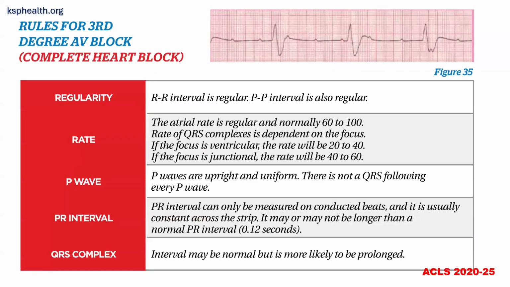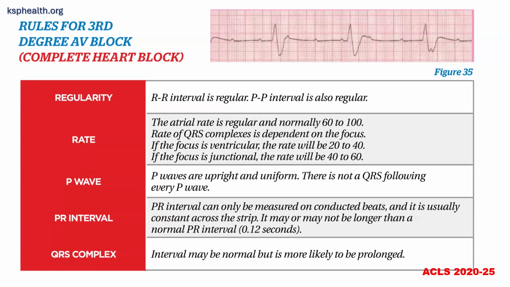In third degree heart block, the RR interval is regular, the PP interval is also regular, but they do not follow each other. In normal sinus rhythm, a P wave is followed by a QRS complex. Here, the P wave marches to a different rhythm and the ventricular rate marches to a different rhythm. The atrial rate is regularly 60 to 100. The rate of QRS complex depends on the focus. If the focus is ventricular, the rate is 20 to 40. If the focus is junctional, the rate will be higher, 40 to 60.